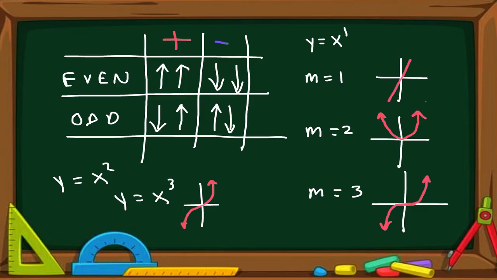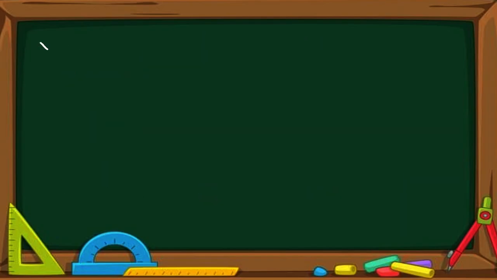If the multiplicity is 1, the behavior at the x-intercept is going to be like a straight line. It's going to cross the x-axis in a straight line. If the multiplicity is 2 at that x-intercept, it's not going to cross the x-axis, but it's going to bounce on that point. And then if the multiplicity is 3, it's going to cross the x-axis, but not in a straight line, but rather with a horizontal tangent. So now let's work on some example problems.